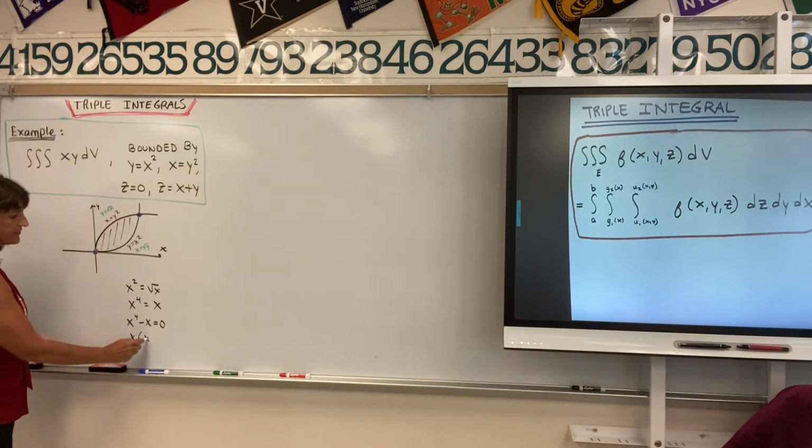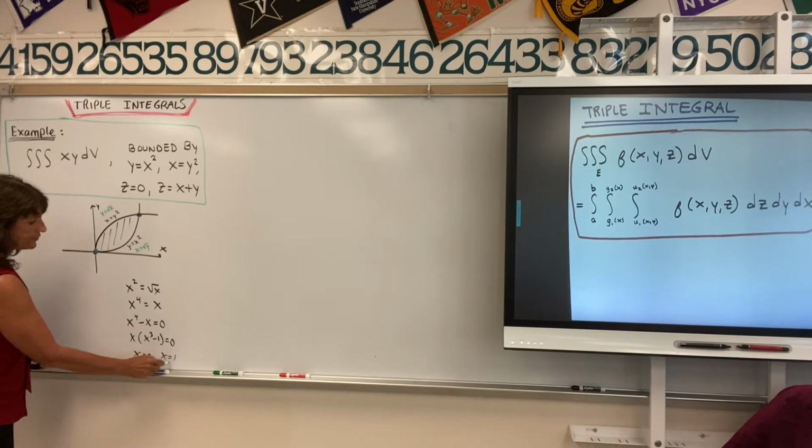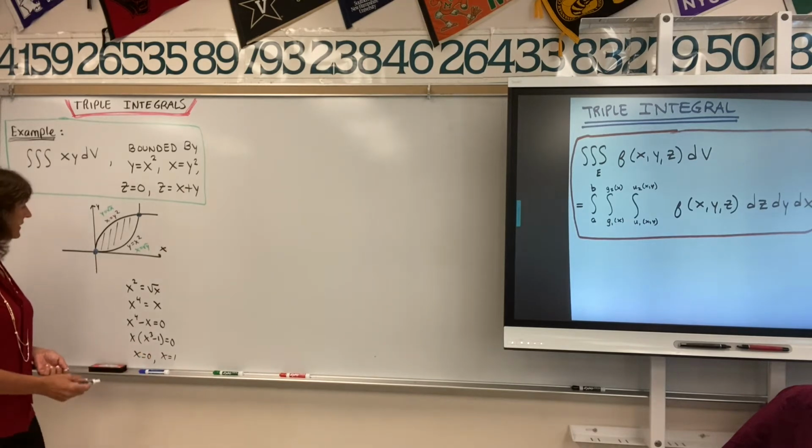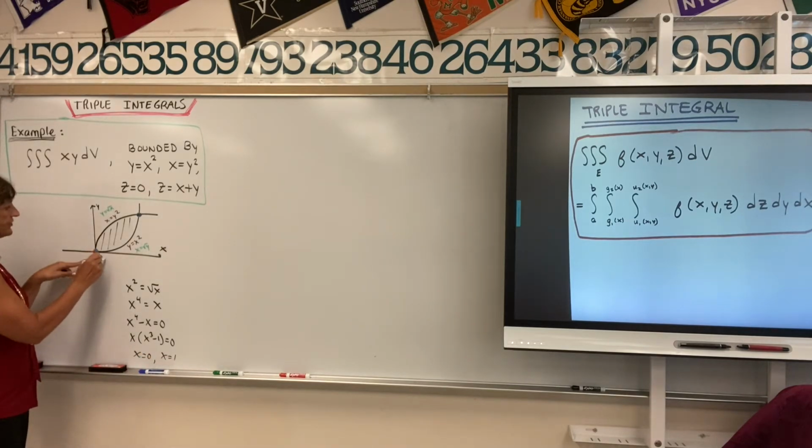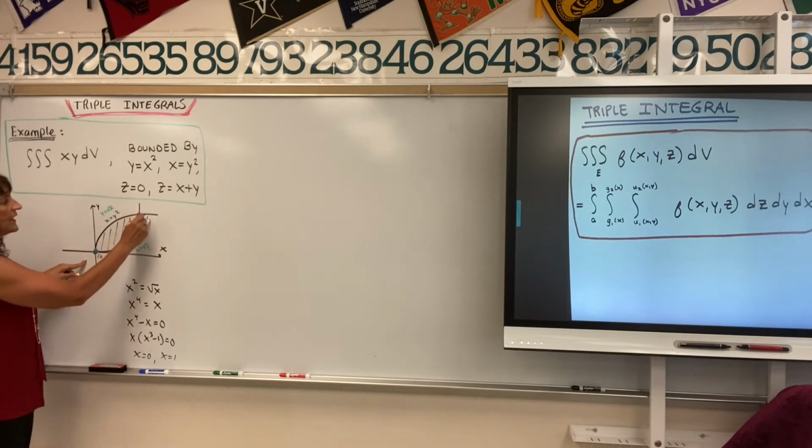Factor out the x, okay? So your x bounds of integration are going to be 0 and 1. So those are the x bounds of integration. All right, so this would be at the origin 0, 0. This is going to be at 1. When x is 1, y is the square root of 1, which is 1.